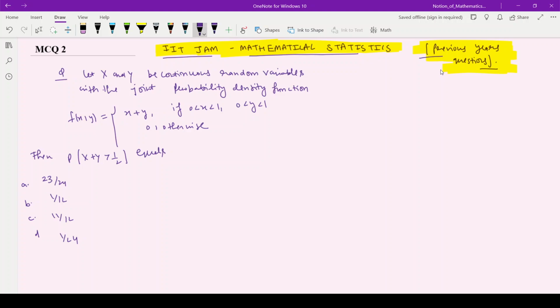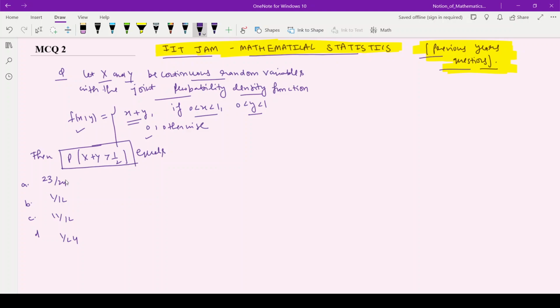Previous year's questions. So students, we are given one MCQ here. Let x and y be continuous random variables with a joint probability density function. And what is the joint probability density function? That is f(x,y) equals x plus y whenever x is between 0 and 1 as well as y is between 0 and 1, and 0 otherwise. Then we have to find the probability of x plus y greater than 1 by 2.